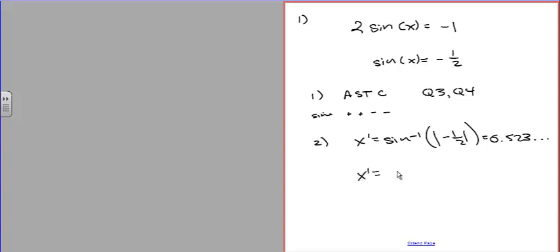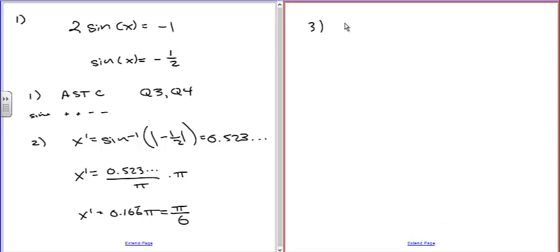Then you take that number and divide by pi, and multiply by pi. So 0.523 divided by pi times pi. What we're doing here is taking the result that we just got in our calculator and dividing it by pi. So you get 0.166 pi, which is 1/6, so it's pi over 6. So that's my reference angle.